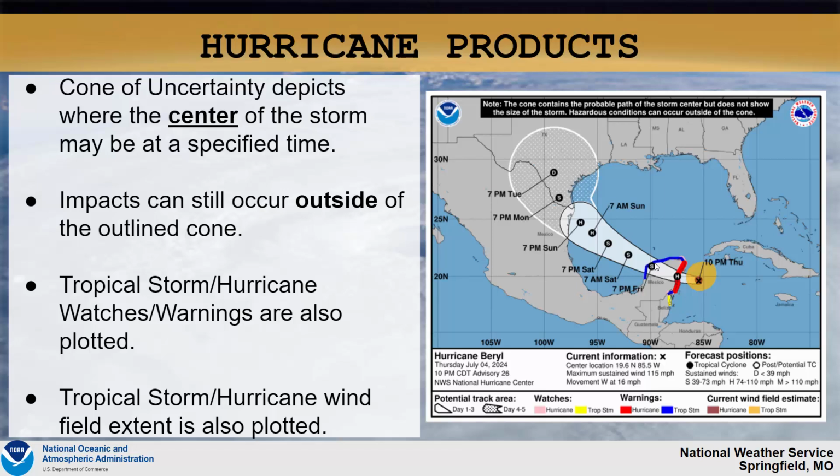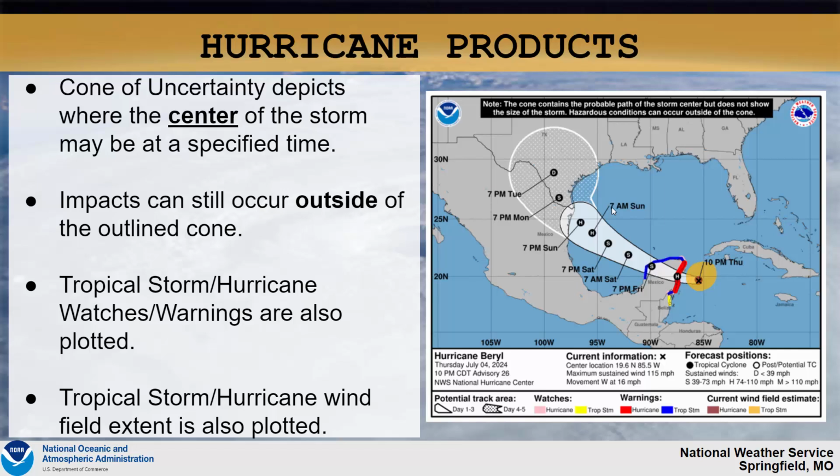Now this is important. This is where the center could be. Obviously the center is not where all the impacts will be. Winds, rain, and storm surge can still occur outside of this cone area, especially if the center moves along the fringes or the edges of the cone. Then you could have impacts that expand outside of the cone.